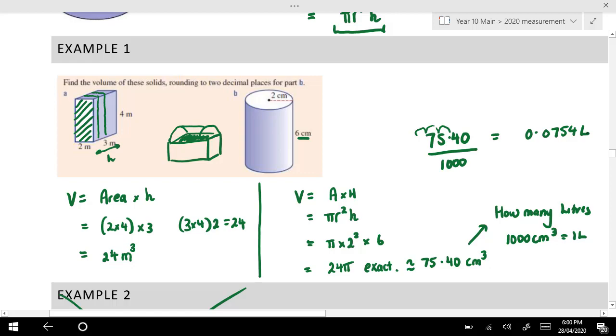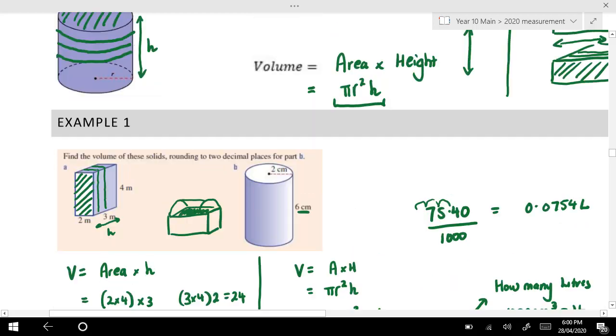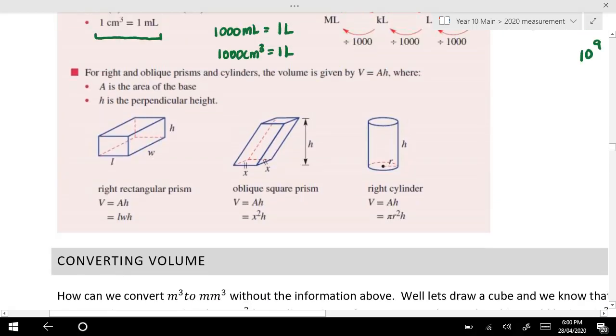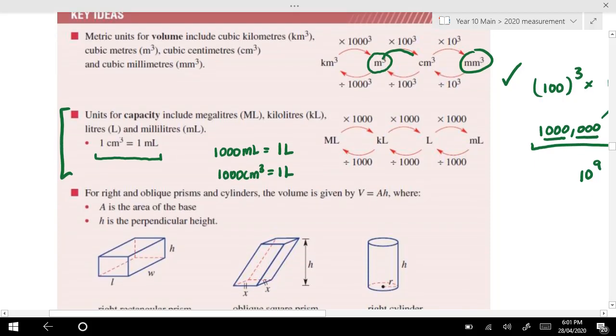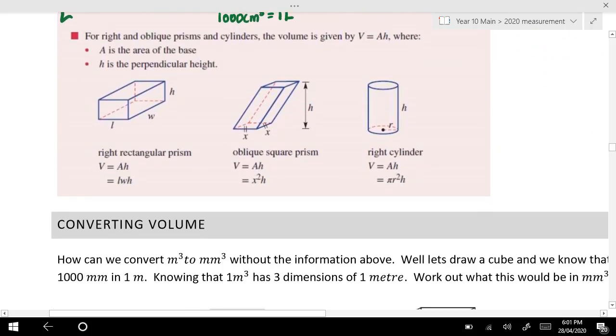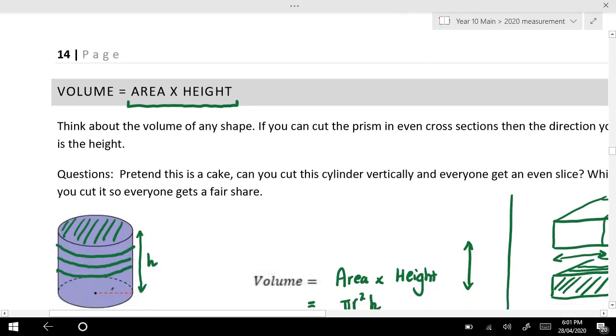litres. So you might need to do some conversions, and when you have those conversions, have a look up here for those conversions. Okay, 1,000 centimetres cubed is a litre, being probably the most important one.